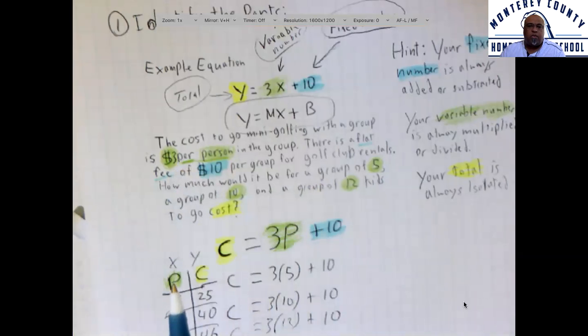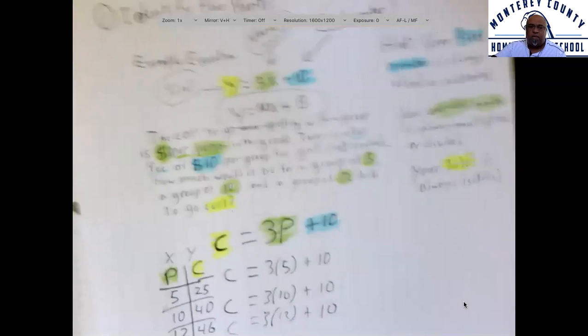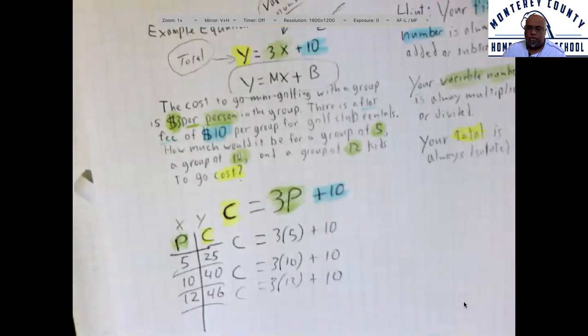And not all word problems are going to have suggested values for the variable. Like in this one, it says a group of 5, a group of 10, and a group of 12. So it literally gave you 5, 10, and 12. It gave you 3 x values, or, you know, number of people. So it would be p values.